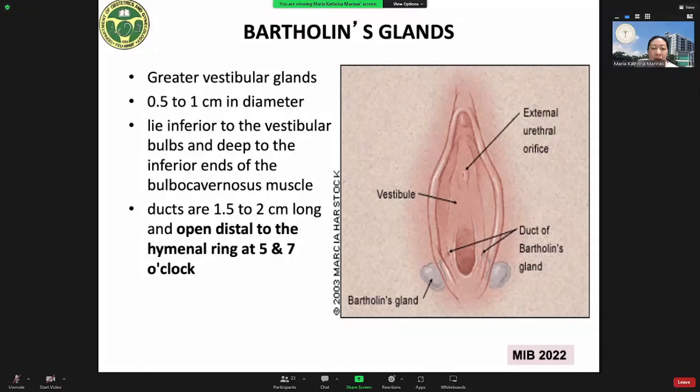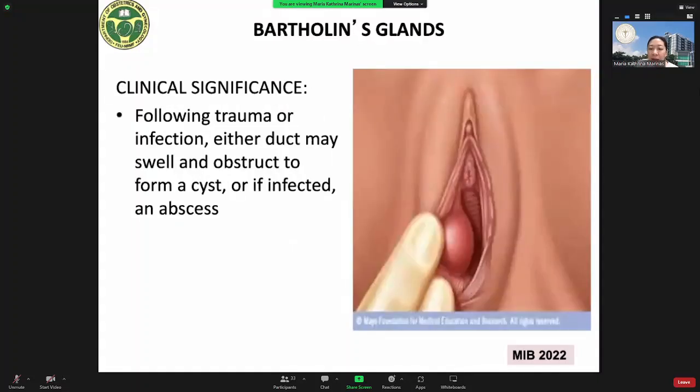So what is the significance of these Bartholin's glands? Following trauma or infection, either duct may swell and obstruct to form a cyst, or if infected, it becomes an abscess. So remember where the duct opens. Our clue here is the 5 and the 7 o'clock position.